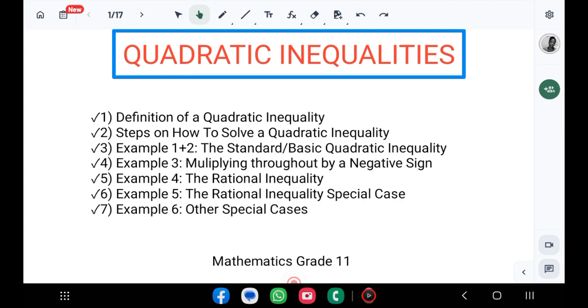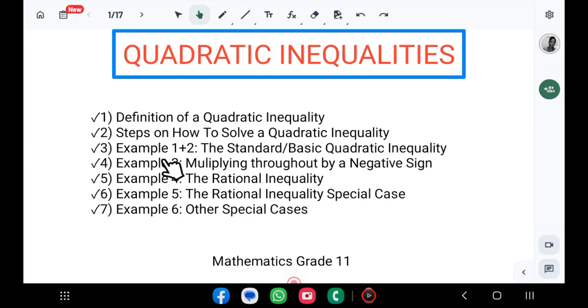In detail, we're going to look at number one, the definition of a quadratic inequality and how that differs from a quadratic equation. Number two, we're going to look at steps on how to solve a quadratic inequality. And once you master the steps, no inequality will trouble you. You'll be able to solve any type of inequality once you master this step-by-step way.